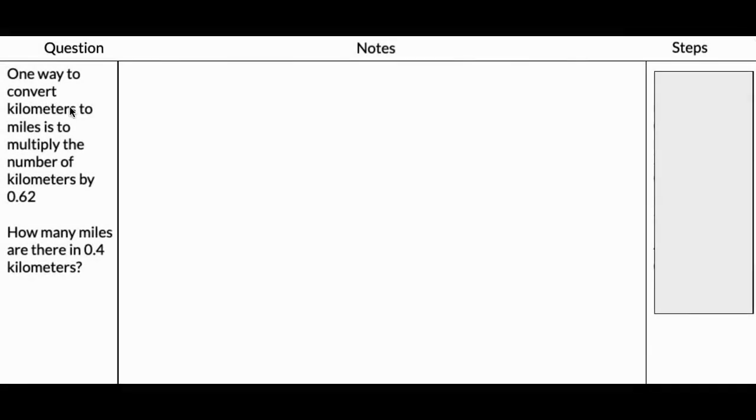One way to convert kilometers to miles is to multiply the number of kilometers by 0.62. How many miles are there in 0.4 kilometers? So I'll give you a second to pause it here and try this out on your own, and then in a little bit, I will go ahead and help walk you through it.